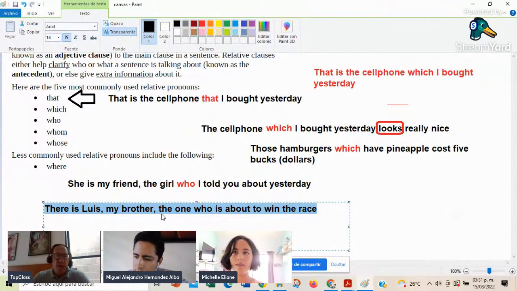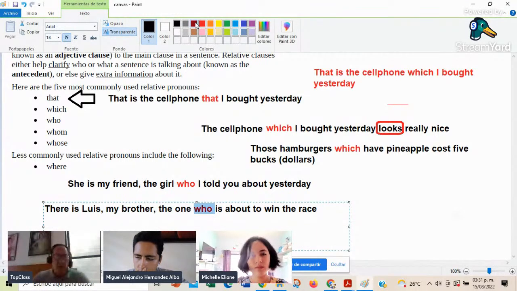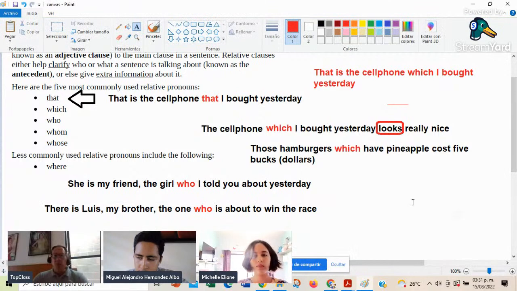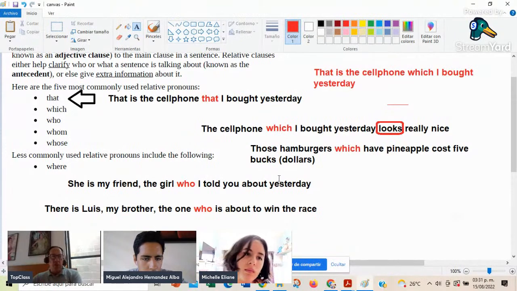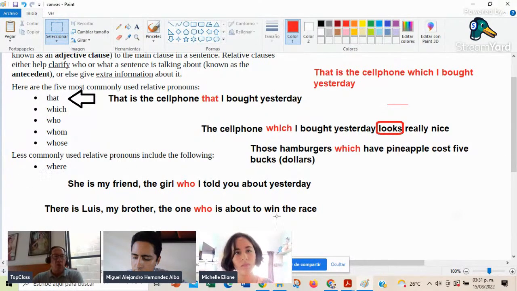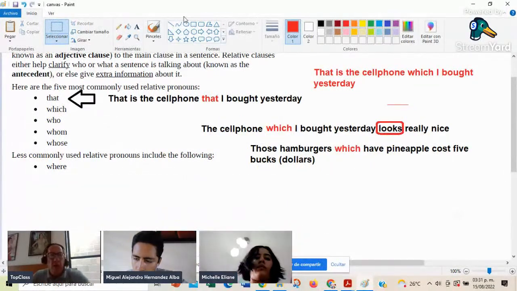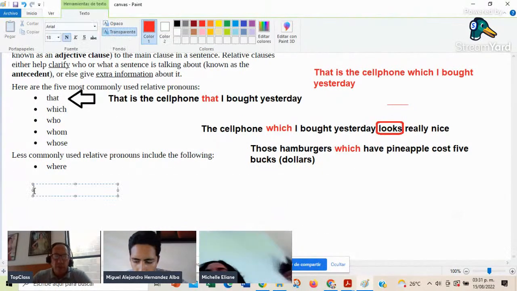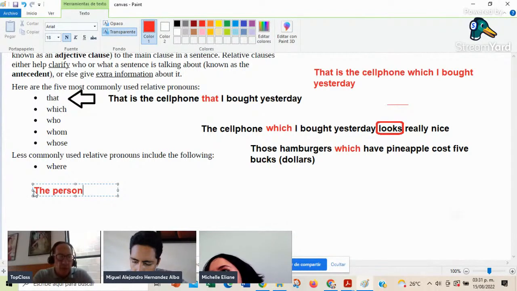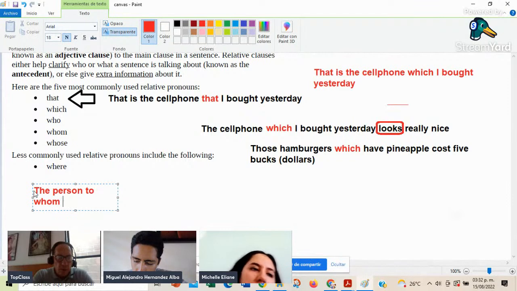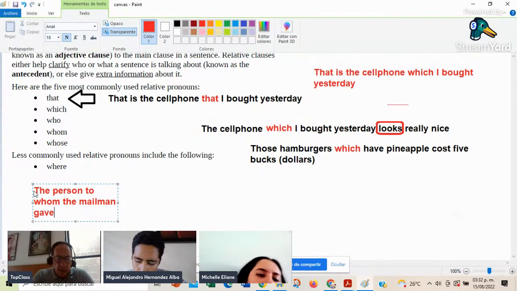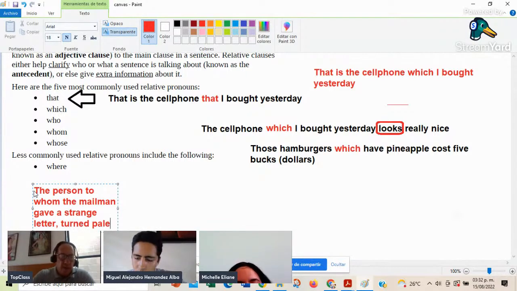So this is quite simple. It's really not complicated. But then you have other two situations. One in which you give something to someone, and another one in which something belongs to someone. So if you give something to someone, you use whom, right? For example, the person to whom the mailman gave a strange letter turned pale, right?